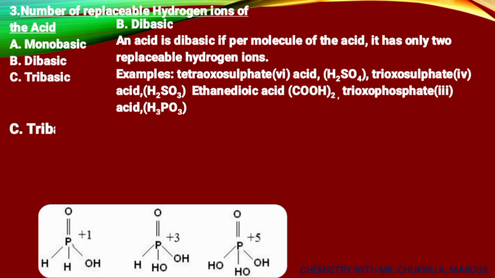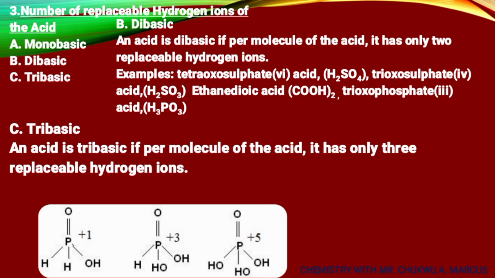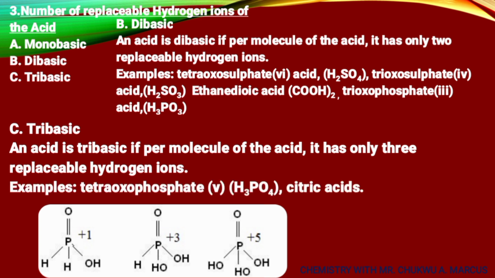We also have tribasic acid. This tribasic acid contains 3 replaceable hydrogen per molecule of the acid. Examples of them are tetraoxophosphate 5 acid, and we have citric acid. And I'm giving you an assignment to find out the chemical formula of citric acid.